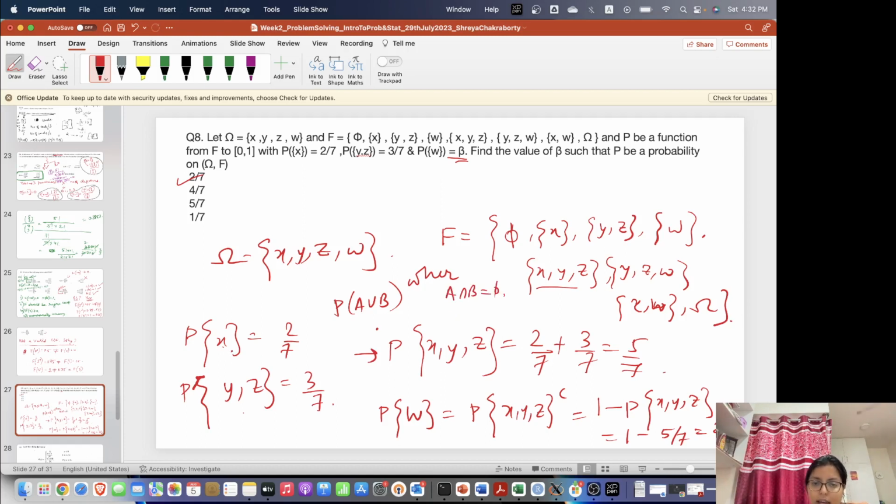X and Y, Z are disjoint. So their union will be this one plus this one. And then this is the complement. This is present in the sigma field, so the probability is defined. So it will be 1 minus this thing. 1 minus 5 by 7 is 2 by 7. Is it clear?